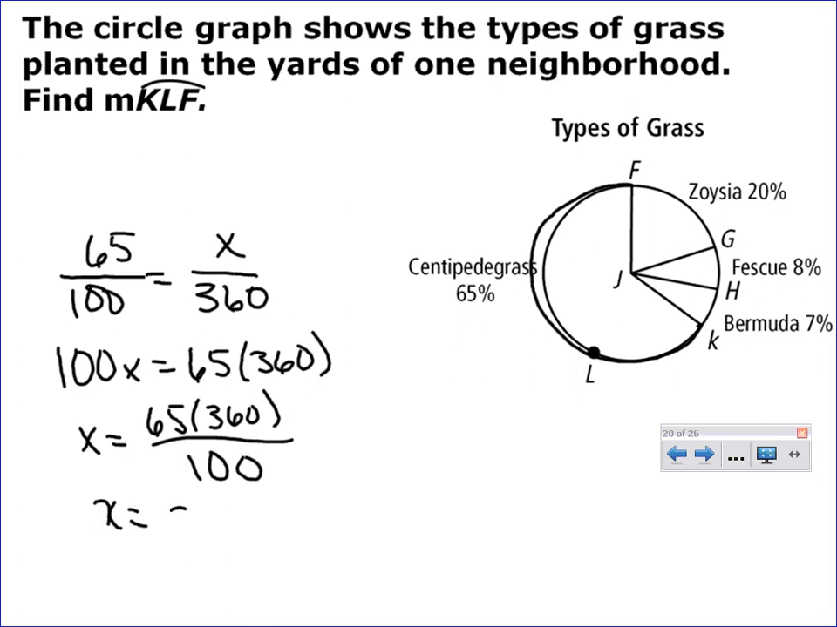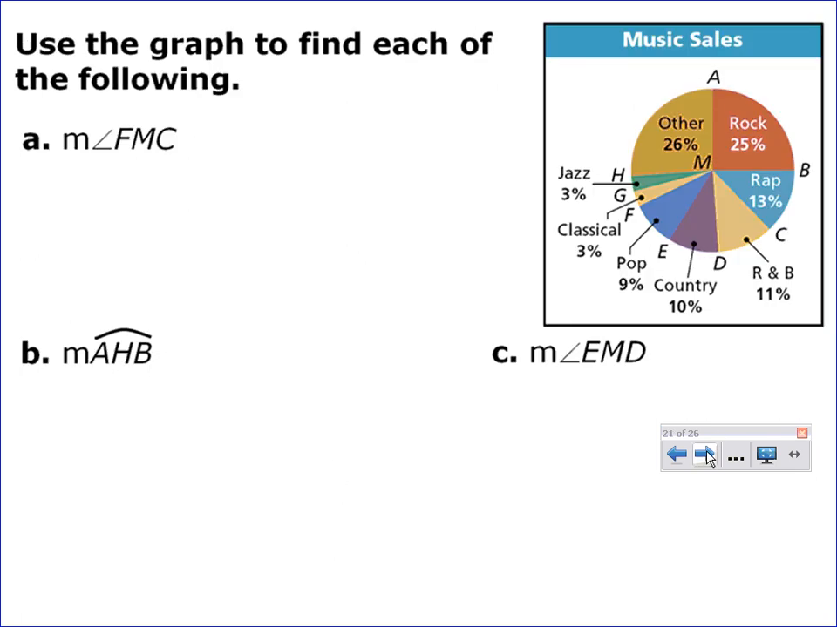Okay. After all is said and done, we'll end up with 234 degrees, which is equal to the measure of arc KLF. Okay. It is a major arc, so it has 3 letters. Okay, next example. Mine's in color, yours is not. Okay, we are looking for the measure of angle FMC.